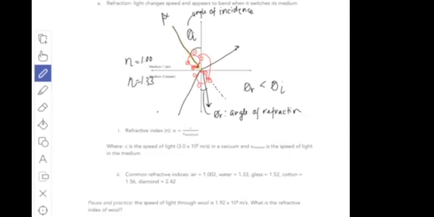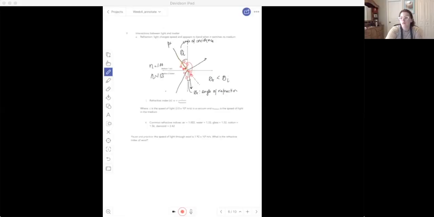So the bigger the number, the more the substance will slow down the speed of light compared to a vacuum. So let's pause and practice now. The speed of light traveling through wool is 1.92 times 10 to the 8 meters per second. What is the refractive index of wool? Use the refractive index equation to solve.